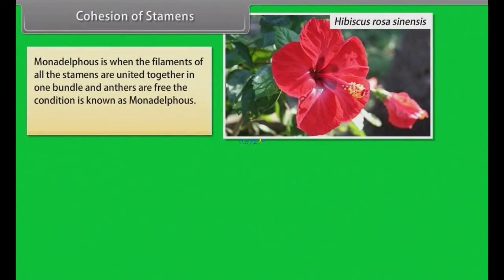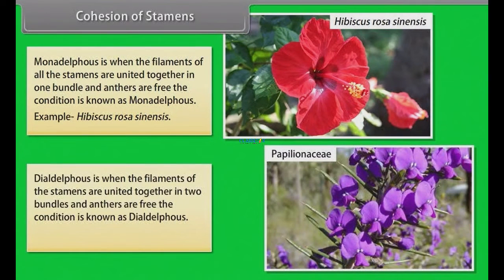Monadelphous is when the filaments of all stamens are united together in one bundle and anthers are free. The condition is known as monadelphous. Example: Hibiscus rosa-sinensis. Diadelphous is when the filaments of the stamens are united together in 2 bundles and anthers are free. The condition is known as diadelphous. Example: Papilionaceae.